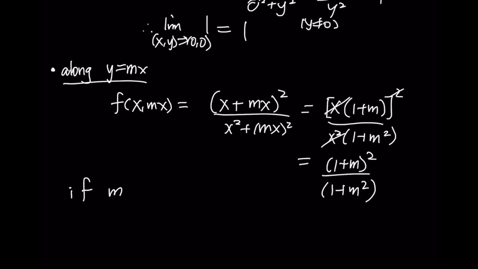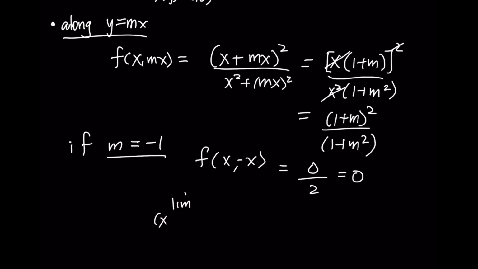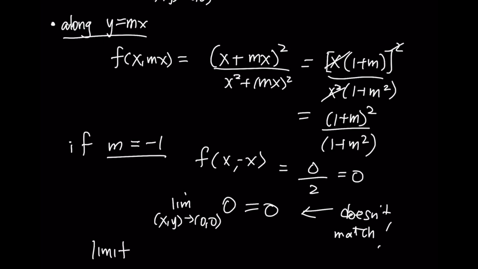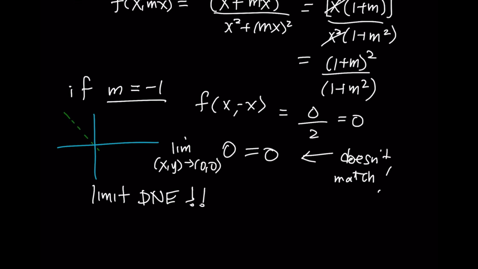If m is equal to -1, that means then that the function is x and negative x. That's going to give me a 0 over 2, which is a 0. In this particular case, the value of the limit is 0. It doesn't match the values of the limit that I got above. And that means then that the limit does not exist. And if you want to think about it graphically, what's happened is now I'm walking along the line y equals -x. And if that's the case, then the value of the function goes to 0.